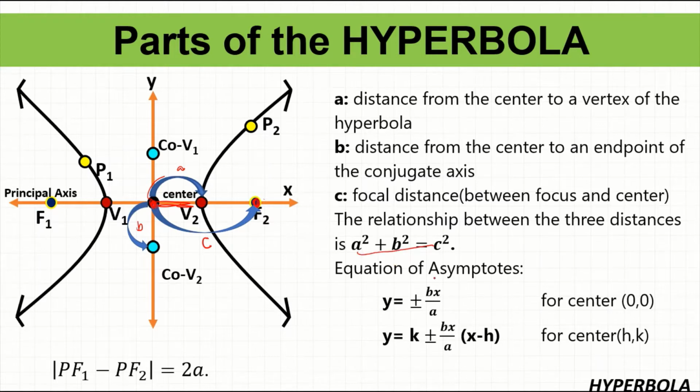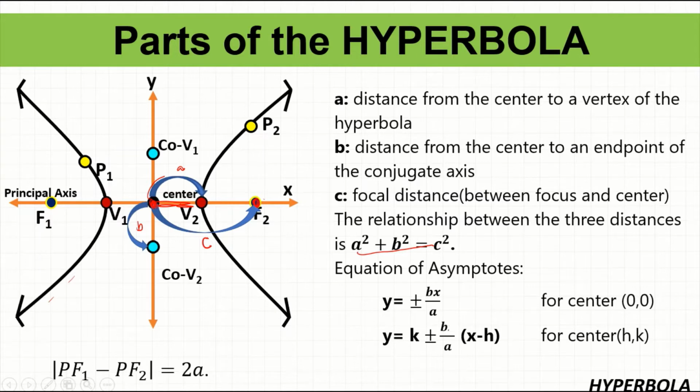Okay, the equation of the asymptotes. When we say asymptotes, those are the lines that our hyperbola approaches. So, if the center is at (0, 0), we are going to have the equation y equals positive and negative bx over a. B over a represents the slope of the asymptotes. And for the center (h, k), the equations of the asymptotes are y equals k plus and minus b over a times the quantity x minus h. So we will use this formula later in graphing.